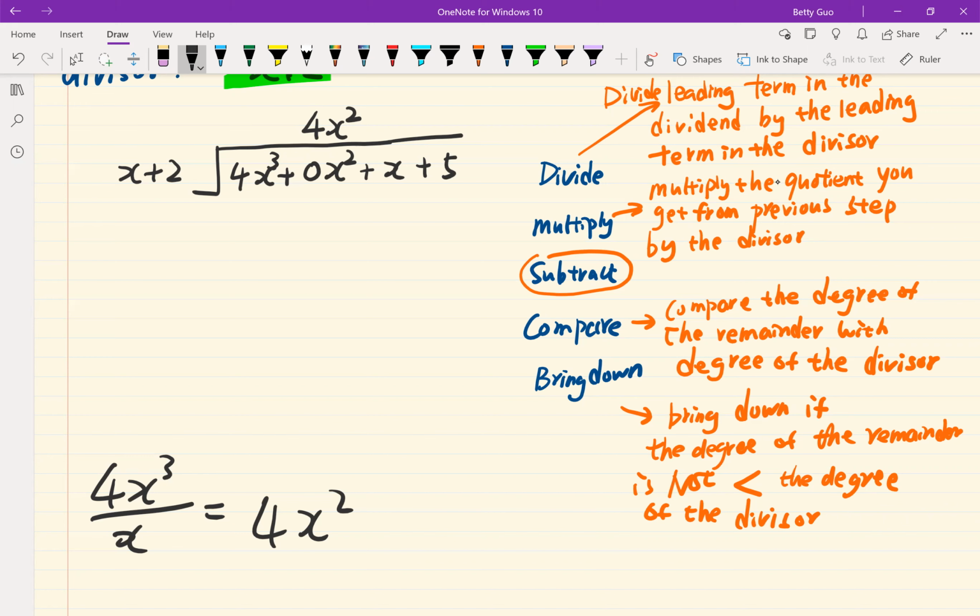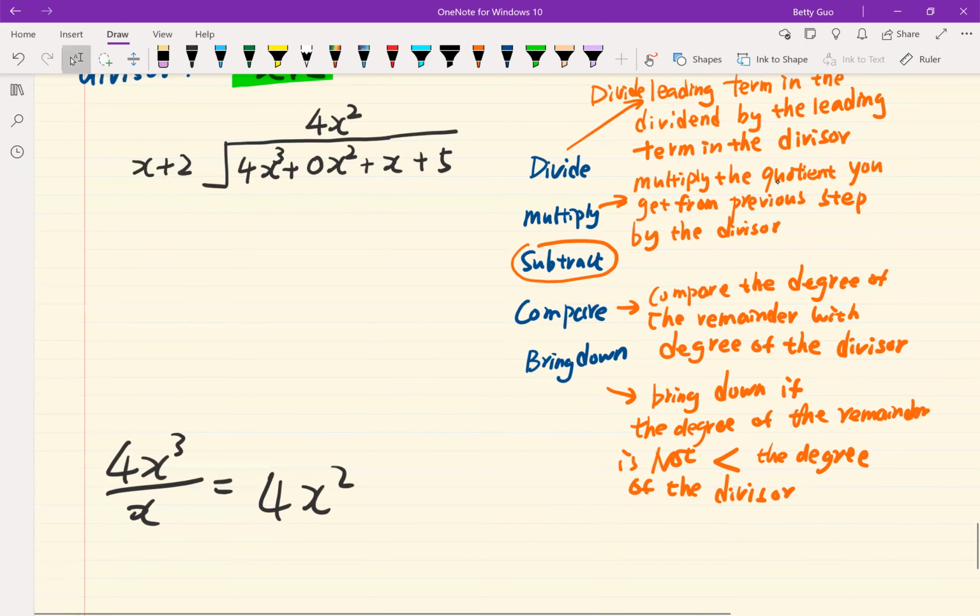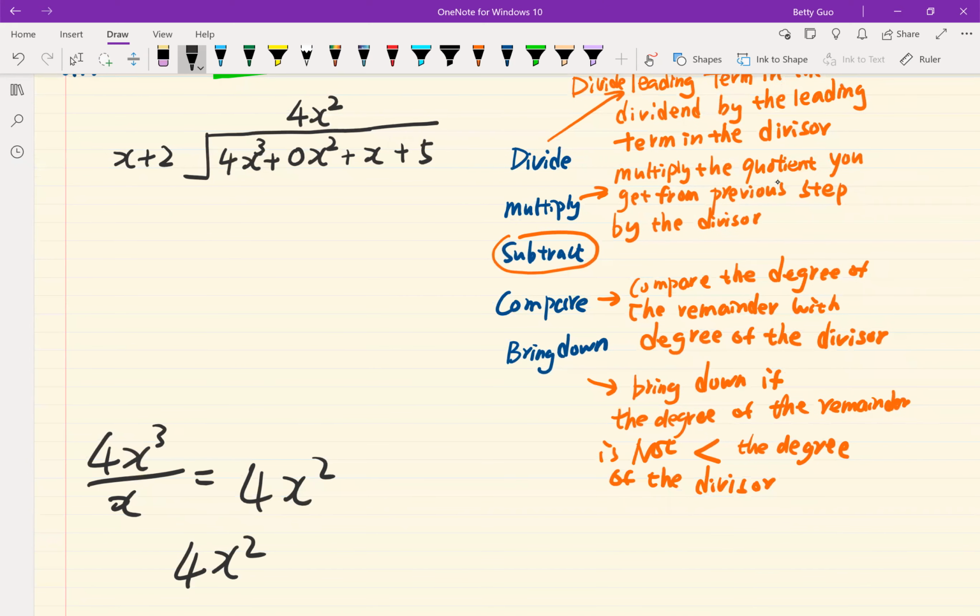That's the first step. What's the second step? Multiply what by what? Multiply the quotient you just got, which is the 4x squared, by what? What's the divisor? X plus 2, right? So you are multiplying 4x squared by the binomial x plus 2. Yesterday we covered how to multiply a monomial by a binomial. Distribute, right? Can you distribute and let me know what's the product?